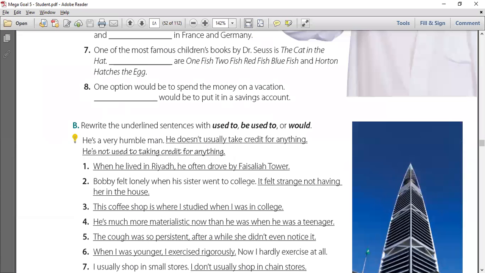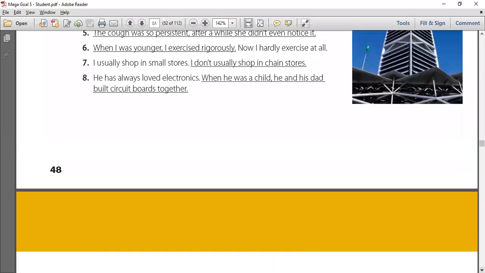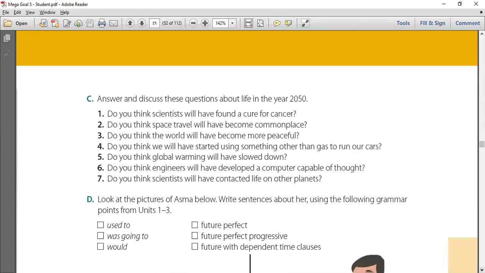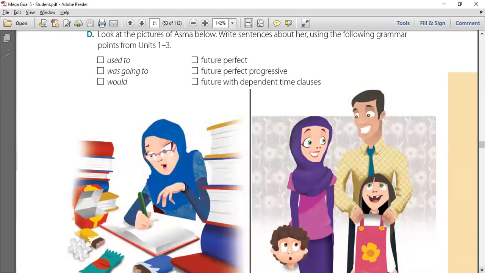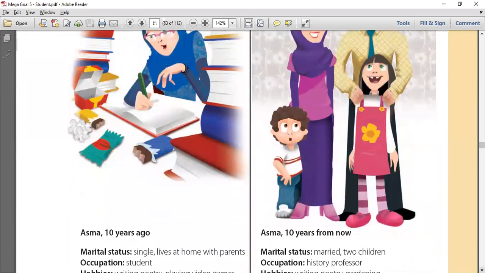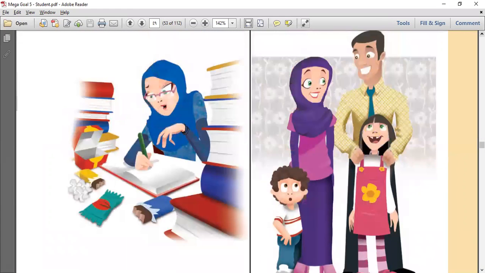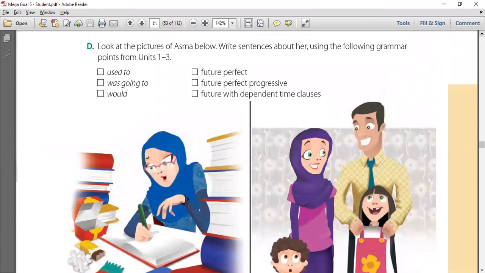Now there are some of the exercises that we are not going to do. Maybe we will save them later. We're going to do exercise D. So open your books on page 49. Okay, page 49.